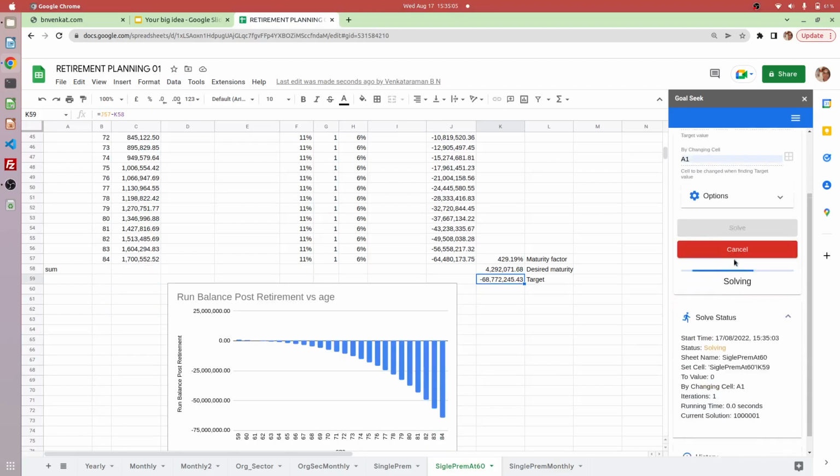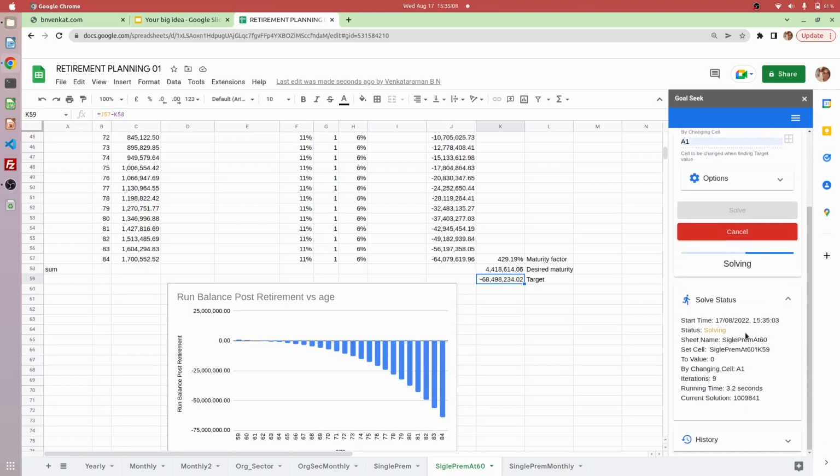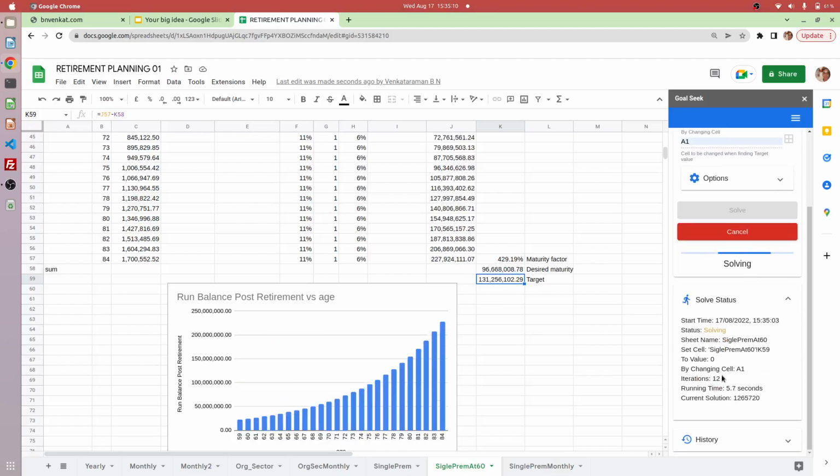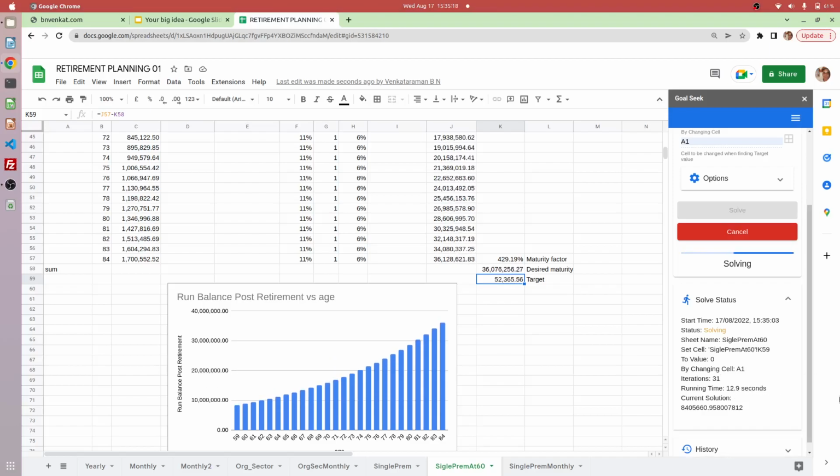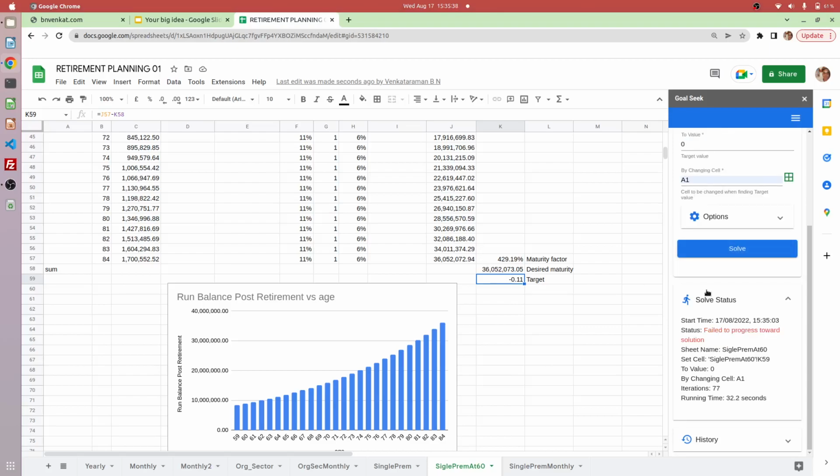The solver is running and it will take about 9 iterations. The graph is also changing. We are coming to the nearest answer. Now 34. It will go up to somewhere around 70 iterations. 50, 53. Accordingly, the graph is also changing. We are coming nearer. Now it has come. Yes, it is 11 paisa. We have solved it.